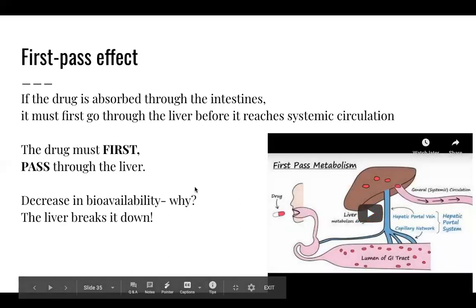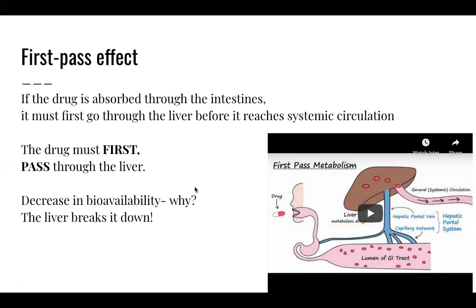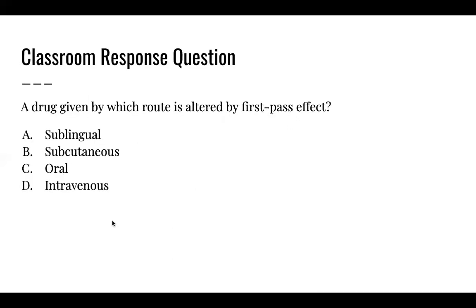So, the drug must first pass through the liver. Now, the liver breaks down this drug, which makes it less bioavailable. Think about it. Not the whole amount of the drug is reaching the systemic circulation, only a portion of it, because the liver has broken down a portion of it. All right, so we know this. The drug must first pass through the liver, which is going to decrease the bioavailability.